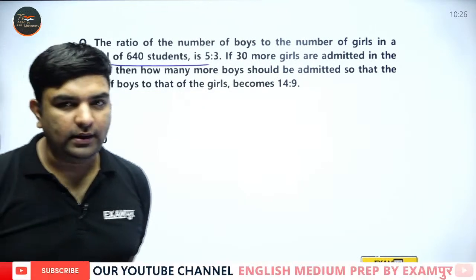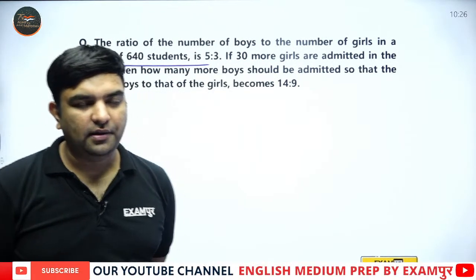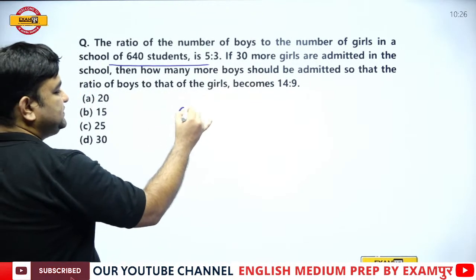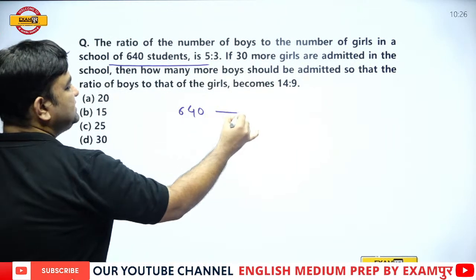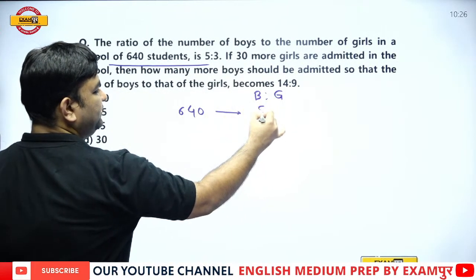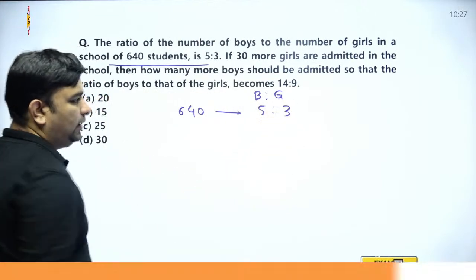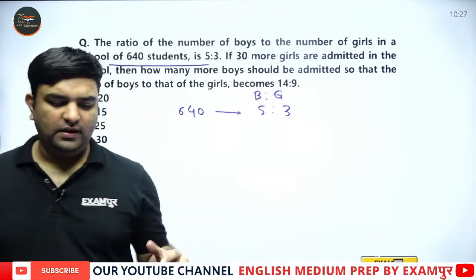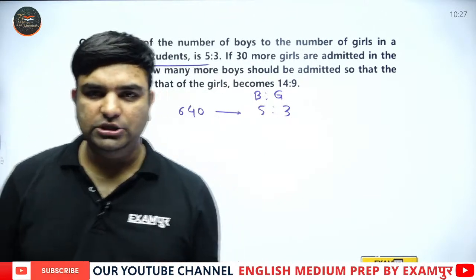So you can do it very easily, guys, in a very proper and easy manner. Initially, out of 640 students, boys and girls are in the ratio 5:3. Now that is something very easy to do.